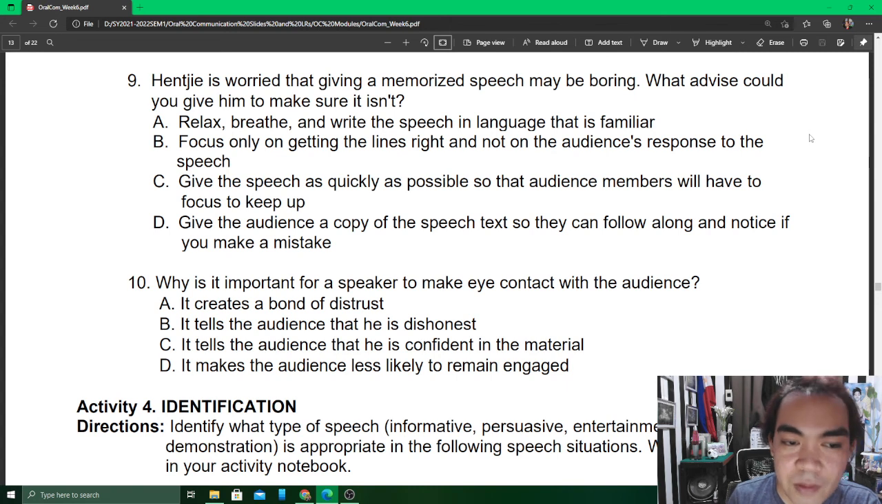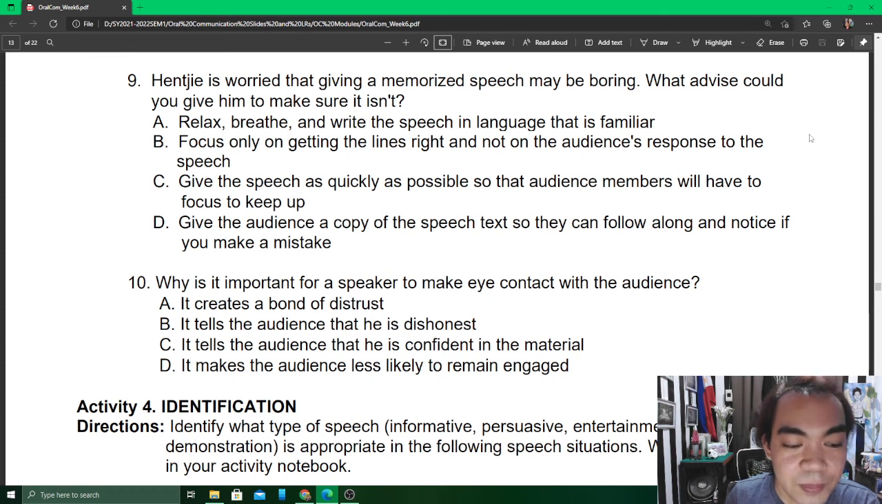Okay? The best advice that is given for this type of situation is to relax, breathe, and write the speech in a language that is familiar. Kay imo na siya expression. Pag mas mahapos mag-deliver, magsaulusan sa kabagay kung halin mismo sa imo ang idea.